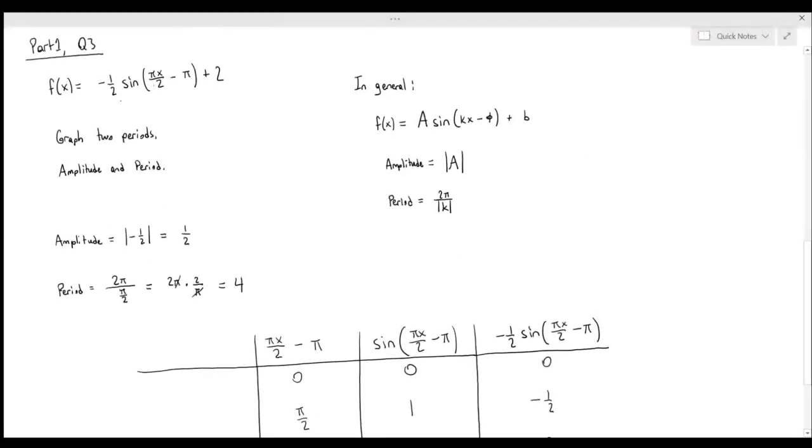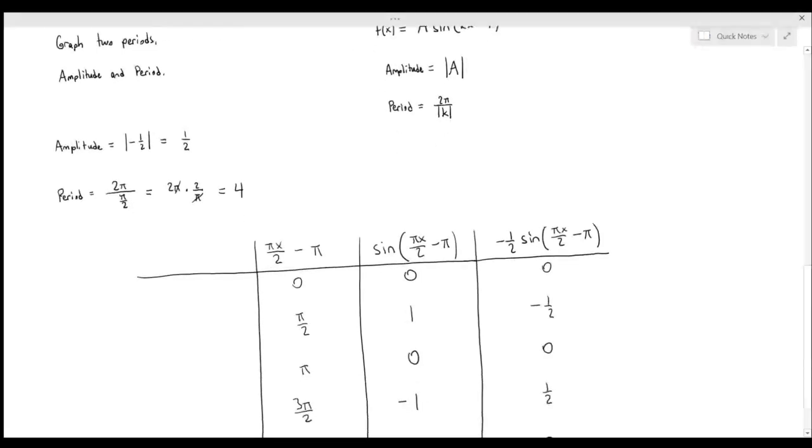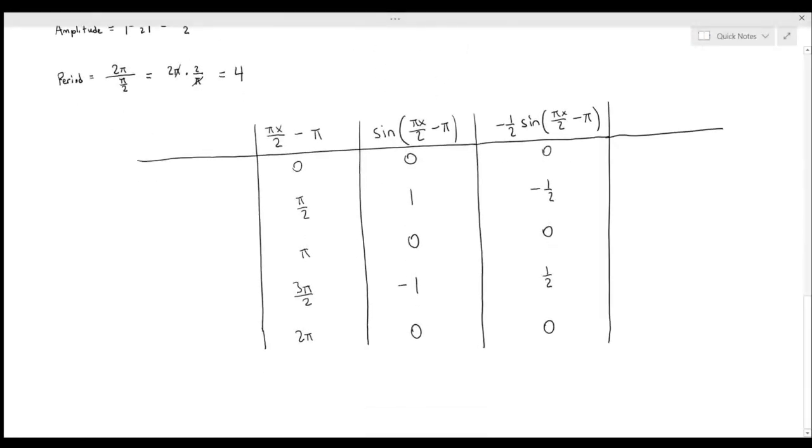And the last thing I need to do is I also need to add 2 to everything in order to get the function that we're trying to graph. So I'll add one more column where we just add 2 to what we had before. So I'm going to add 2 to each of these values. So 0 plus 2 is 2. And for these fractions, adding 2 is the same as adding 4 over 2. So that would leave me with 3 over 2 and 5 over 2 in this column, okay? All right, so this is the function that we're trying to graph.